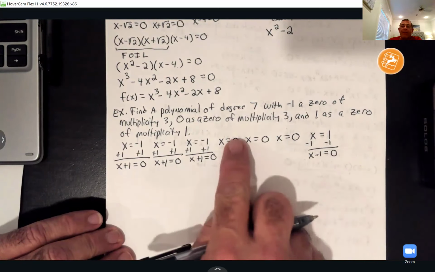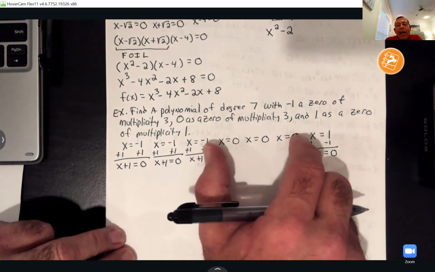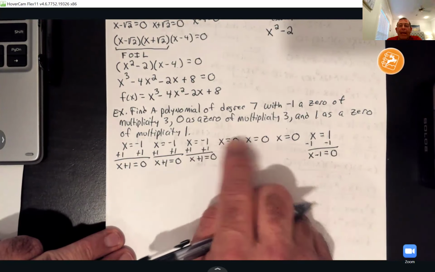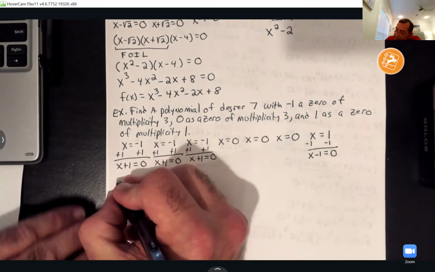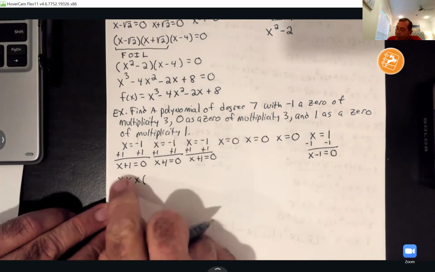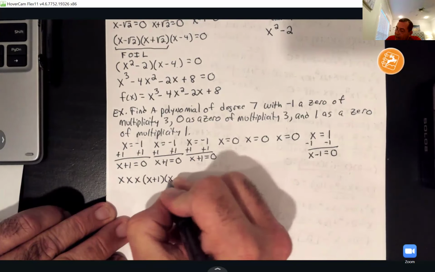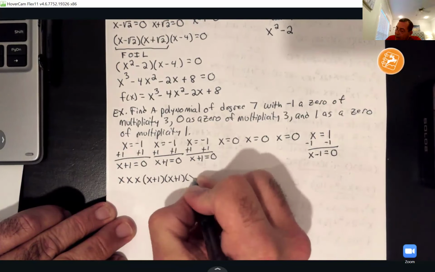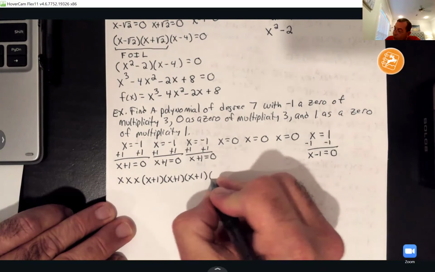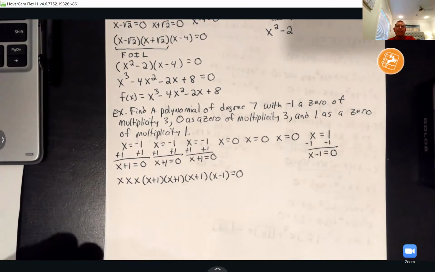Now remember, these are like them single terms we were doing the other day. So I always write the 0 stuff first, these single ones. So you got an x times an x times an x. Then we got parentheses x plus 1, x plus 1, x plus 1, and then finally a x minus 1. All of this stuff equal to 0.